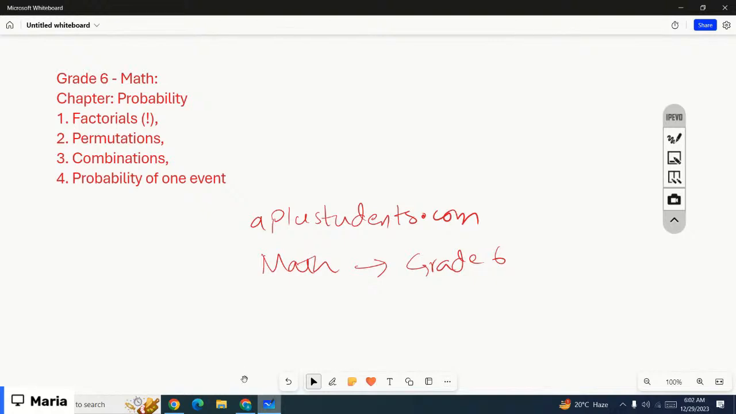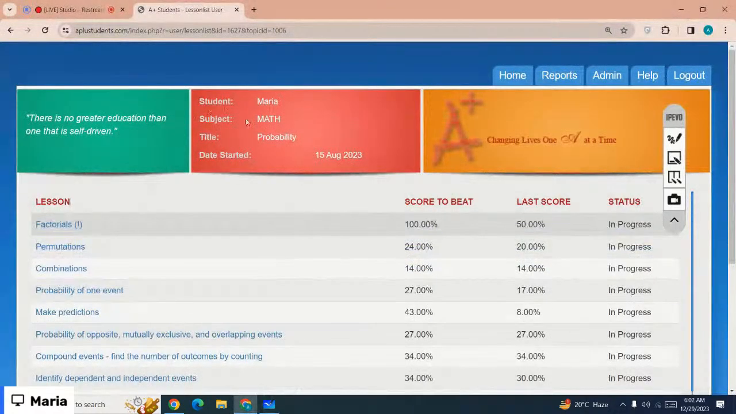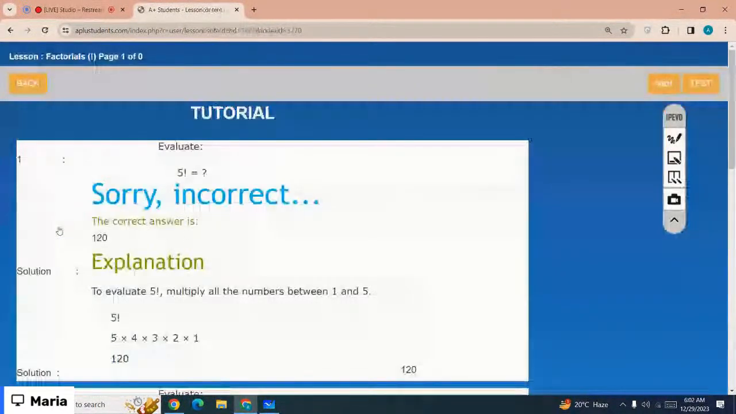So let's start with the first lesson, that is factorials from the chapter probability. Here I'm on grade 6 maths. The chapter we're working on is probability. Let's start with the first lesson, that is factorials, right? First of all, we're going to see the definition of the factorial. You can note down the definition.